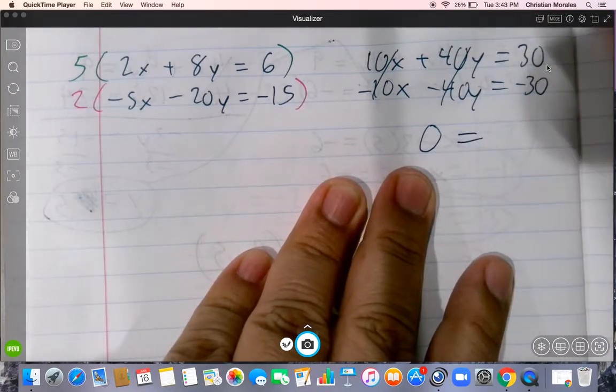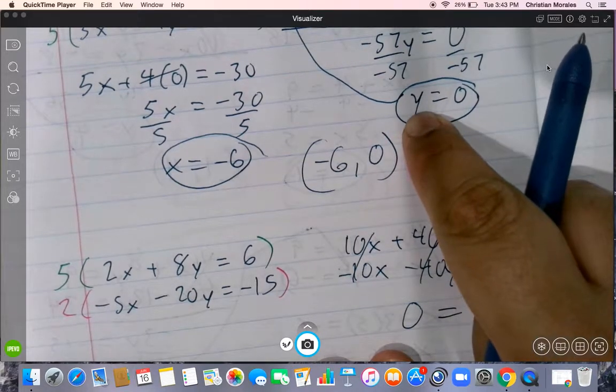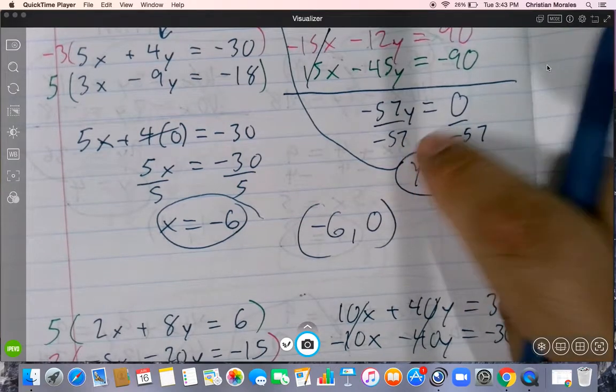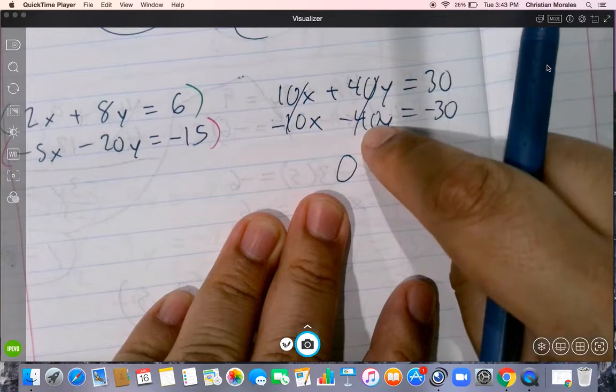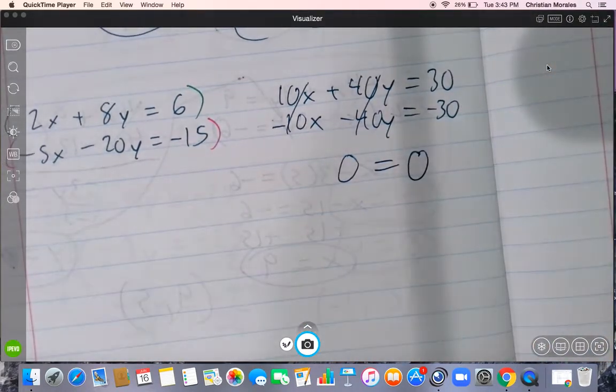Oh, so it's like the other one. No, it's not. The letter didn't cancel out. The letter was still there. There was still a y. There was still a variable. Here, the variables are gone because they cancel out. Even the number, even here, cancels out. So what does this mean?